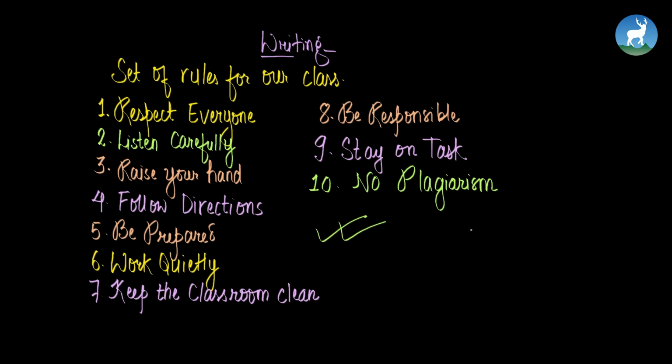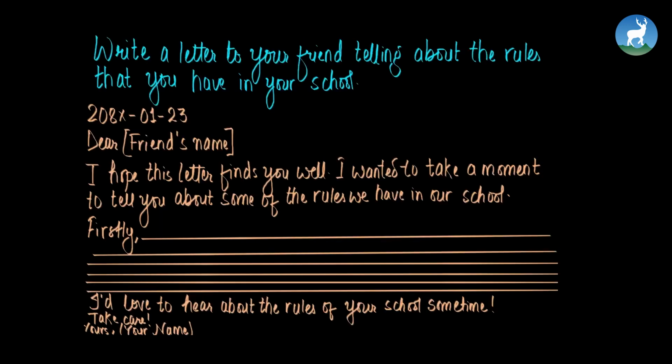Let's quickly review the set of rules for our class. Number 1, respect everyone. 2, listen carefully. 3, raise your hand. 4, follow directions. 5, be prepared. 6, work quietly. 7, keep the classroom clean. 8, be responsible. 9, stay on task. 10, no plagiarism. So kids, here's an assignment for you all.